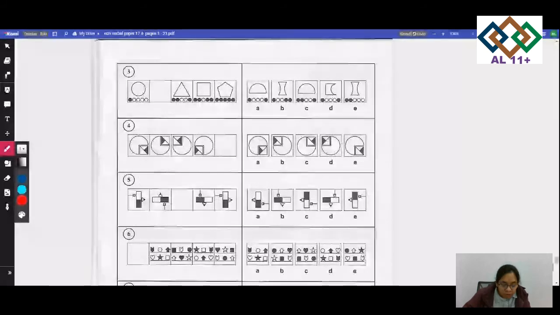So let's do number 3 now. In number 3, in each of the series, the number of sides of the last shape increases by 1. If you look at that, it increases by 1 in B. So that's why your answer would be A.